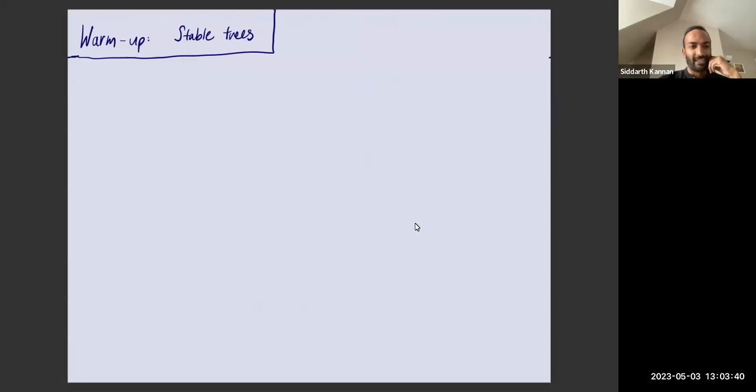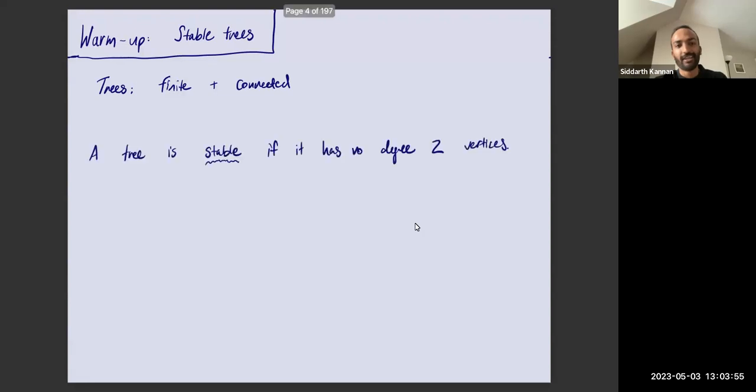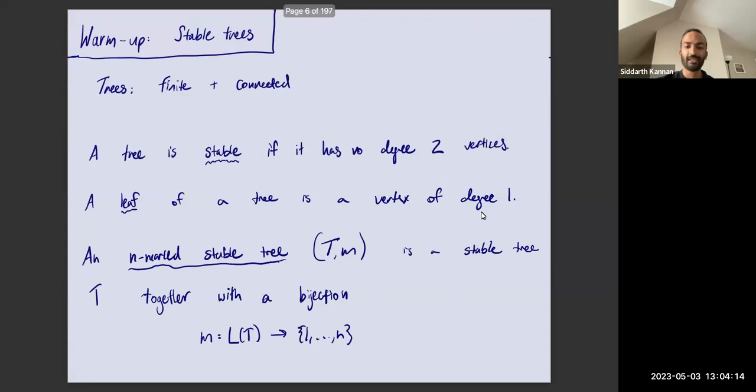So I want to start with an extended warm-up, an enumerative combinatorial problem. Throughout this talk, trees are always going to be finite and connected. A tree is a graph with no cycles. We're going to say a tree is stable if it doesn't have any degree 2 vertices. I'll use both degree and valence to mean the same thing: the number of edges coming out of a vertex. A leaf of a tree is a vertex of degree 1. An n-marked stable tree is a stable tree T together with a bijection from its leaves to the integers from 1 through n. L of T denotes the leaves of the tree. So in particular, an n-marked stable tree has exactly n leaves.